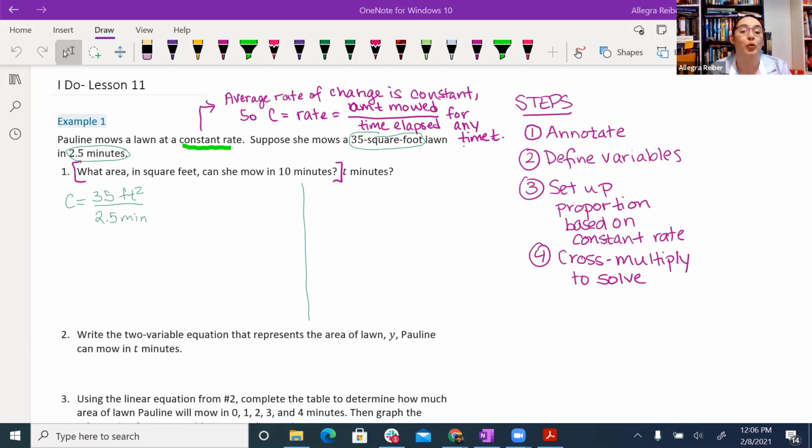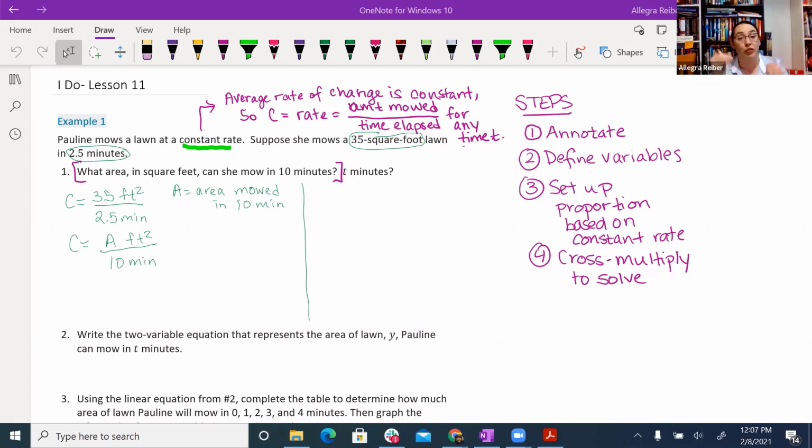Now, in this problem, we're asked what area can she mow in 10 minutes? So let's write a variable for that. Let's let area A be the area mowed in 10 minutes. Because I have a constant rate, I know I can write the same equation, C equals, for my area divided by my time, 10 minutes in this case. So I know that C should also equal A square feet divided by 10 minutes.